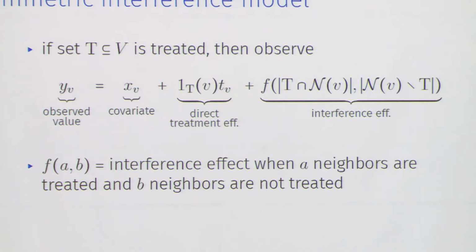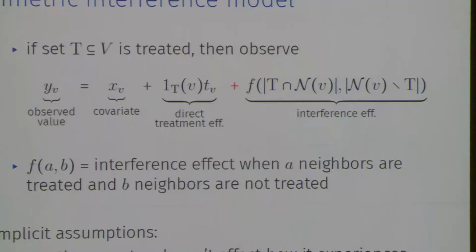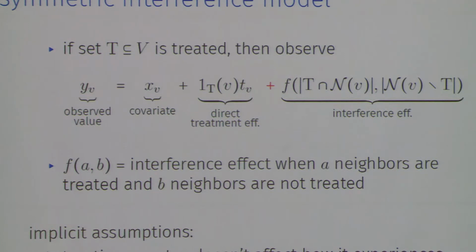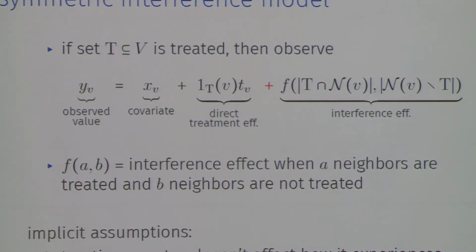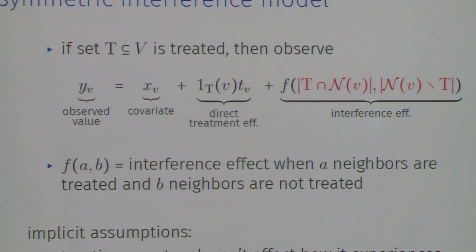Now, this specification of the model has some implicit assumptions. I'll highlight two of them. One is that I'm assuming additive separability between the interference effect and the direct treatment effect. Conceptually, the assumption is that treating a vertex doesn't affect how it experiences interference. This assumption is absolutely crucial to our analysis. The second assumption is that the interference effects only depend on the numbers of neighbors that are treated. So the implicit assumption is that all neighbors affect a node symmetrically. That second assumption is not as important, but I'm just making it for the sake of simplicity.